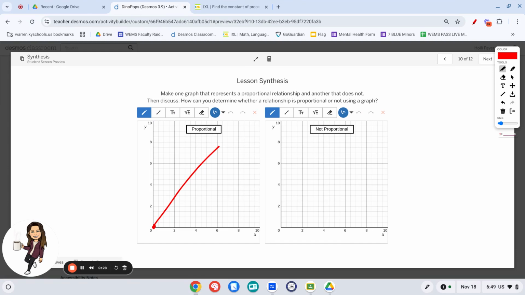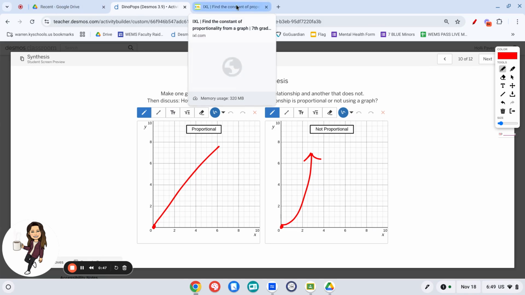If we have something that starts somewhere other than 0 and still makes a straight line, it is not proportional. If you start at 0, but it makes some kind of curve like this, that is not proportional. That's the very first thing we learned. I feel like most of us have that.